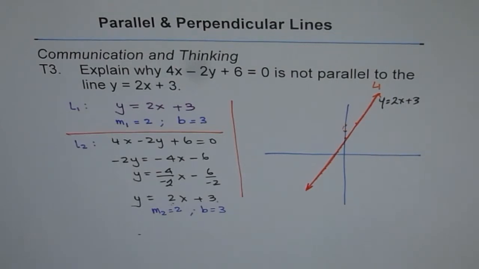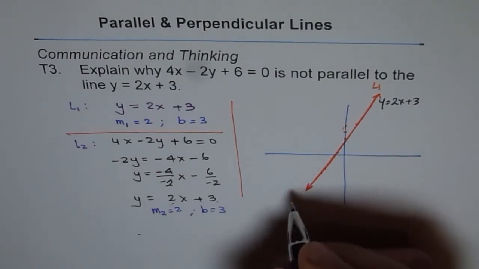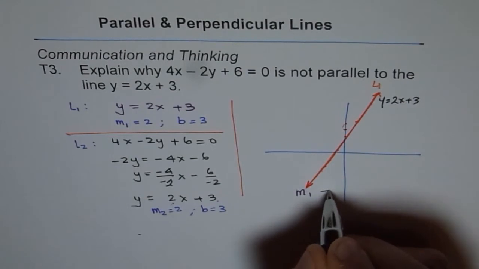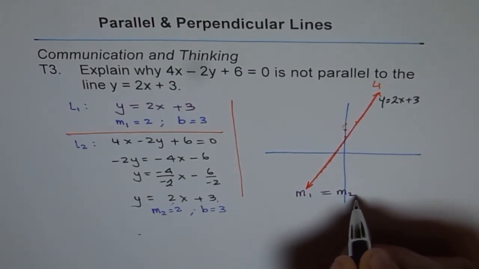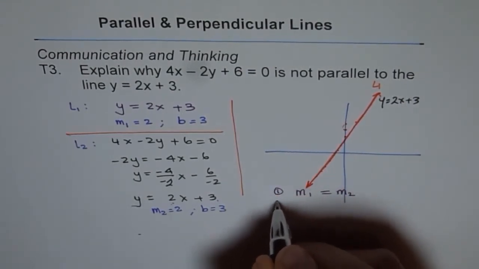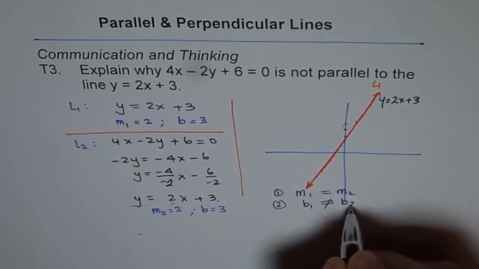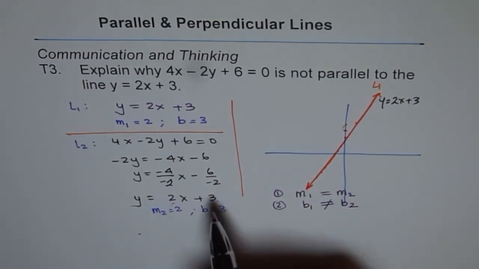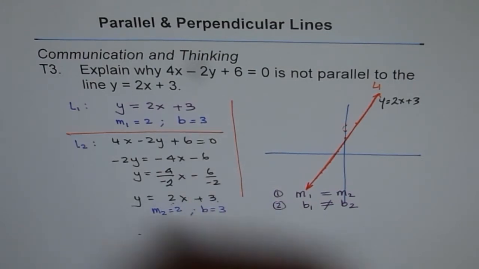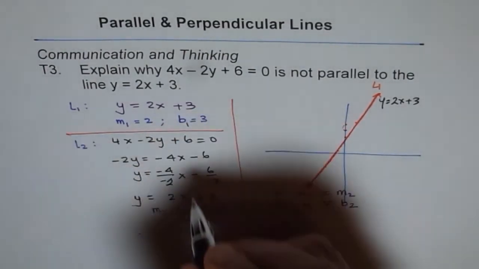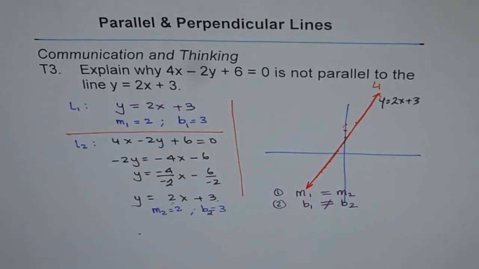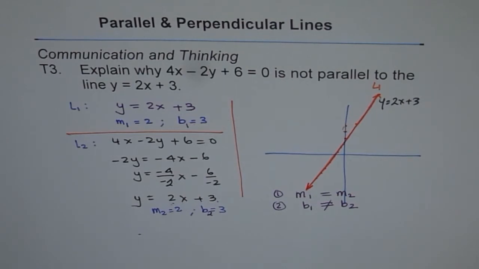The important thing here is for parallel lines that slope m1 should be equal to m2. This is the first condition. And the second is b1 should not be equal to b2, right? Here b1 and b2 are also equal. This is b1, which is 3, and b2, which is also 3. So that makes them exactly the same lines, not parallel lines, correct? That is why these are not parallel lines, okay?